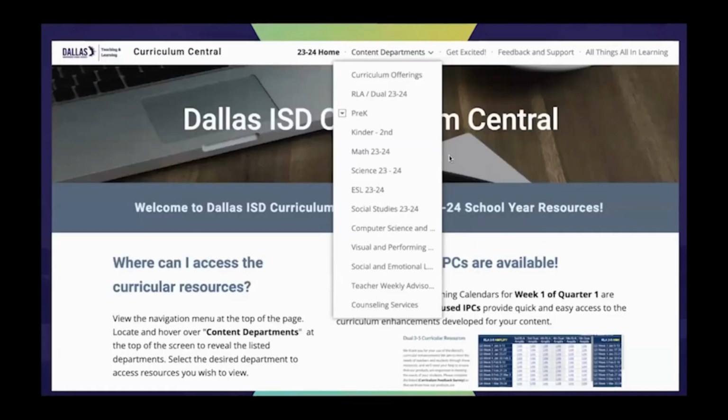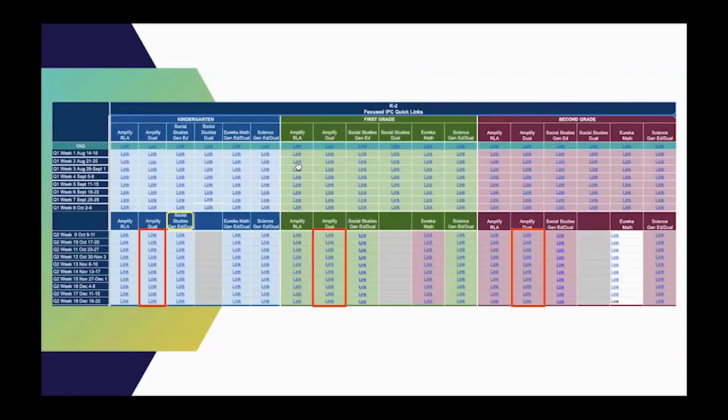Once you're in Curriculum Central, you're going to click on the top where it says Content Departments. You're going to scroll down and you're going to pick kinder through 2nd grade. And then when you do click on that, you'll get an IPC, your spreadsheet that looks like this. If you've used it in quarter 1, you should be very familiar with it. And on the bottom part, you still have access to quarter 1 just in case you need to review. But on the bottom half of your screen, that's where you'll see quarter 2.